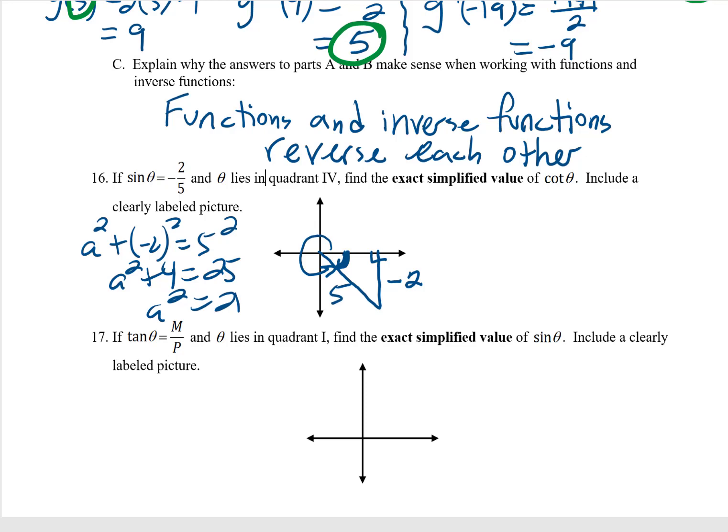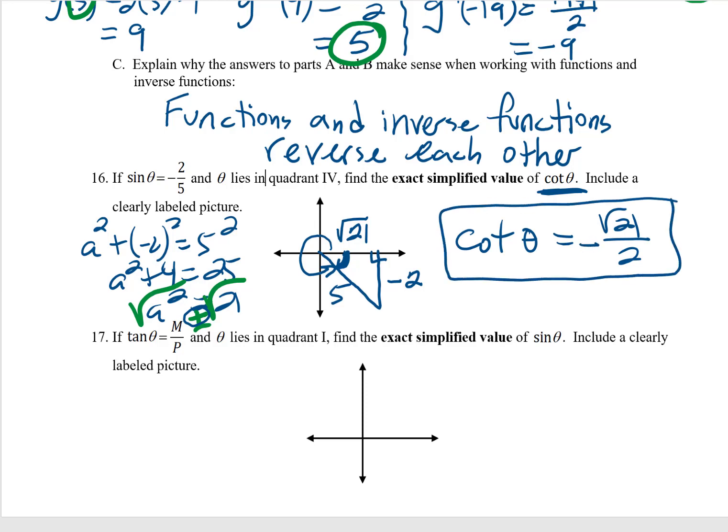Square root both sides. Now be careful, when you square root both sides, you do have 2 possible answers, the plus or the minus. I can see though that that a is a positive length. It's moving to the right, so I will choose the plus. This is positive root 21. Well, I just want the cotangent ratio. Cotangent is the reciprocal of tangent, so it's going to be adjacent over opposite. That's root 21 over negative 2. I'll put the negative out in the front, and here then is my final simplified answer.